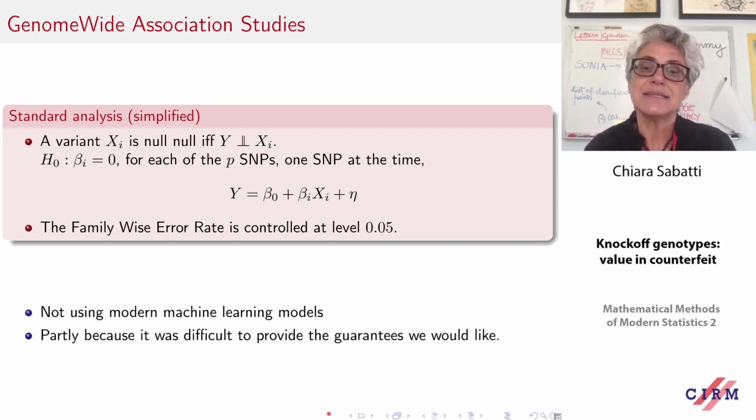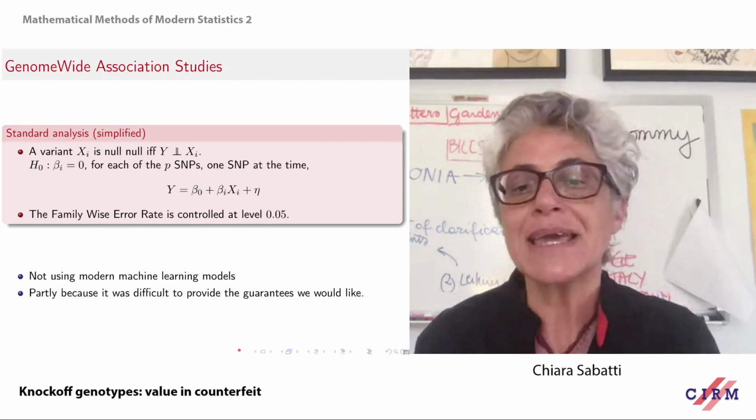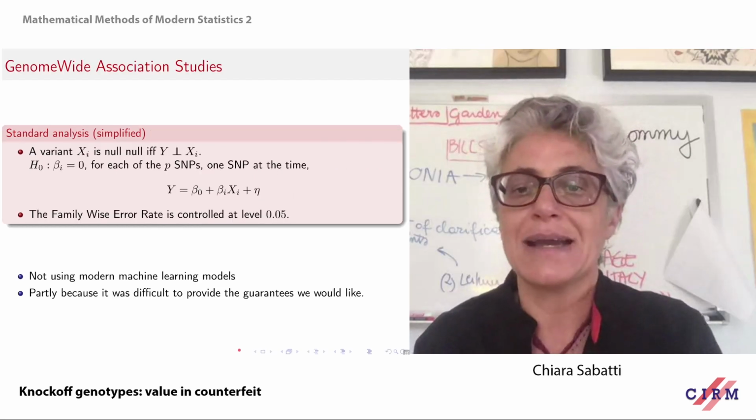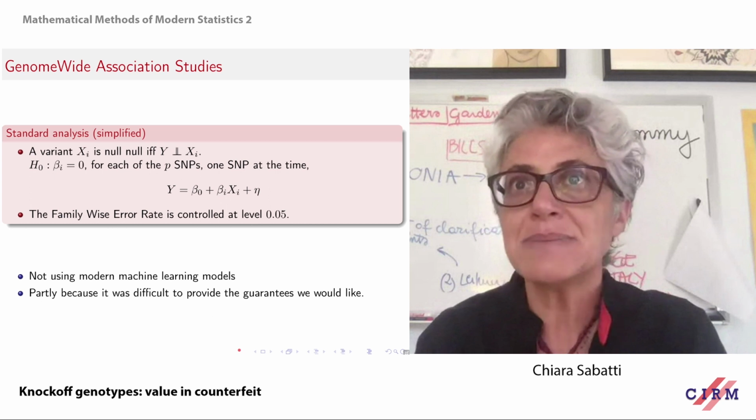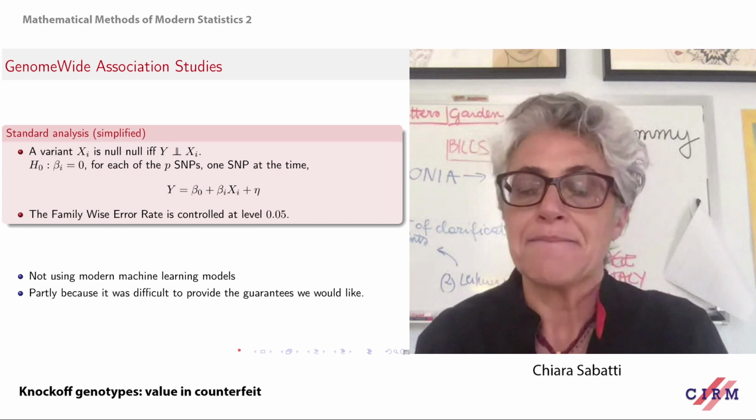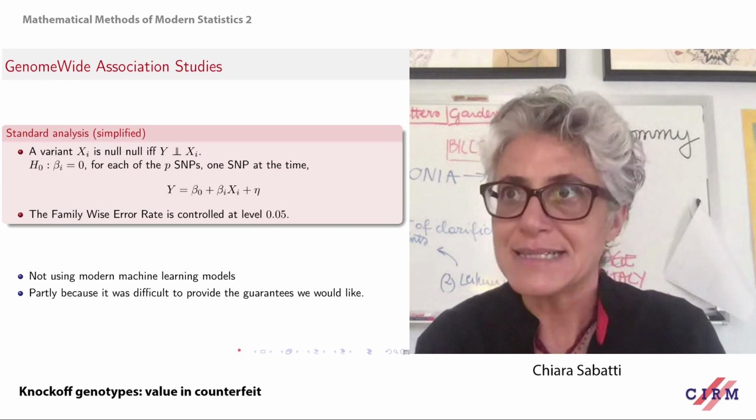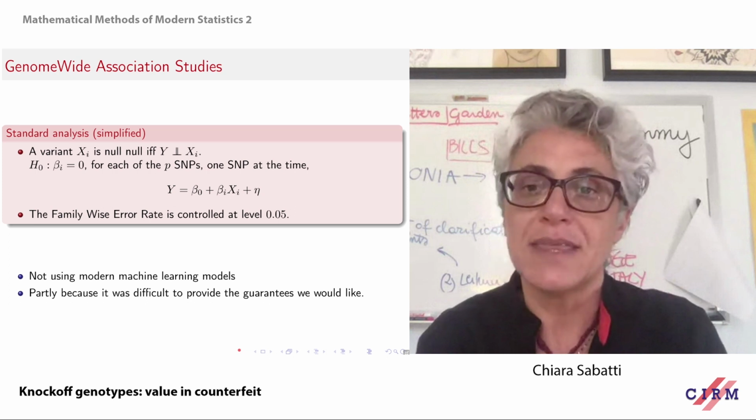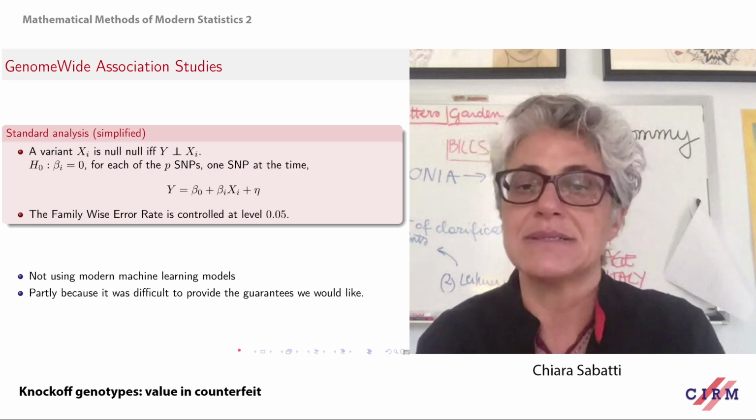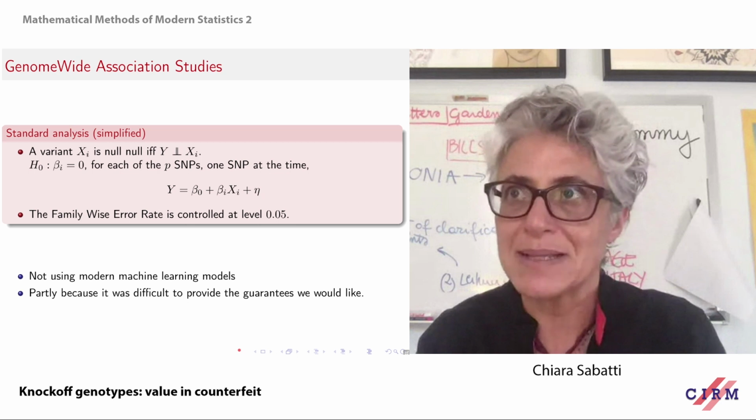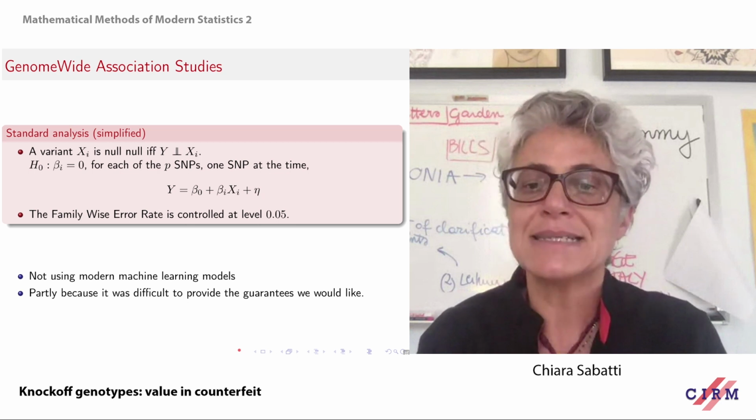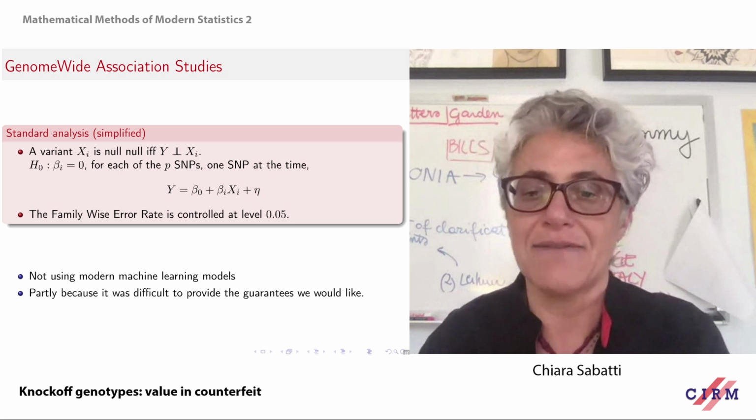What one can notice is that this approach definitely doesn't use modern machine learning models, and this is perhaps a bit surprising to the community of statisticians. Historically, I think this is mainly due to the fact that it has been difficult to provide the guarantees that geneticists are interested in with these standard machine learning models. In particular, remember the replicability and the sort of guarantees of correct selections that they have in mind.